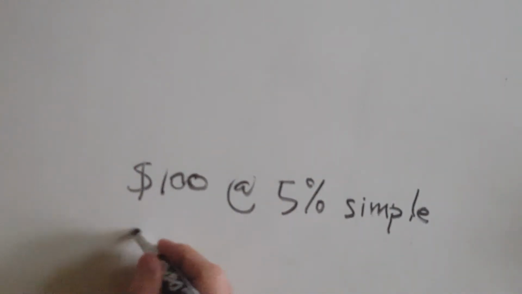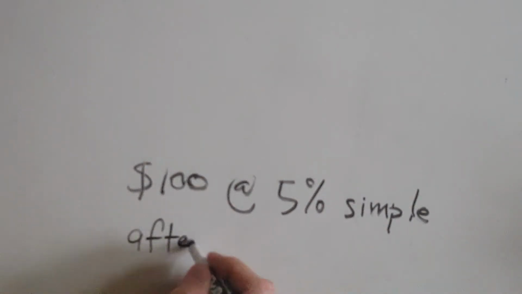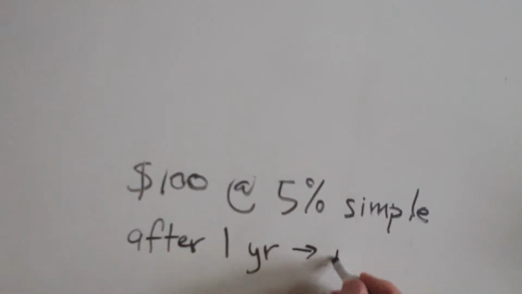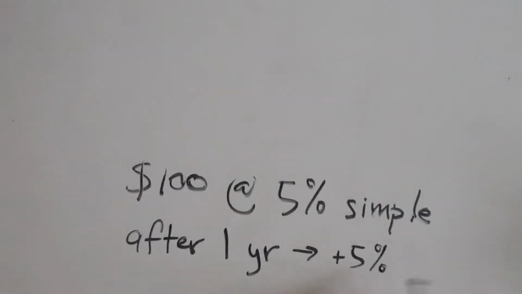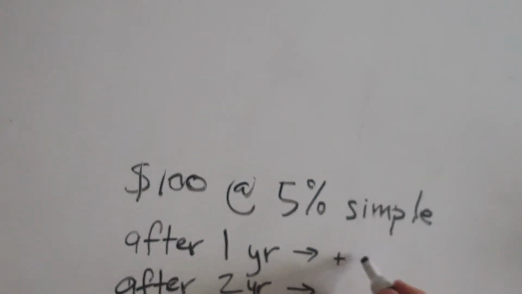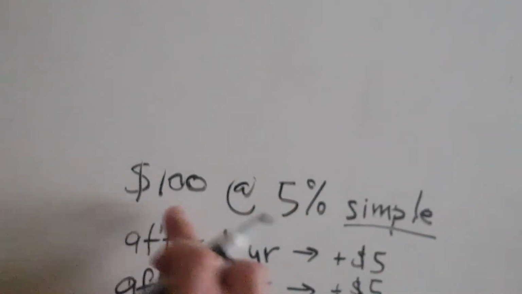So after 1 year, you're going to get $5. Then, after 2 years, and I don't even understand how this would work, but this is simple interest, you're going to get another, well, not 5%, $5. You're going to get another $5 because it's simple interest, okay? They're paying you interest on your original deposited amount.